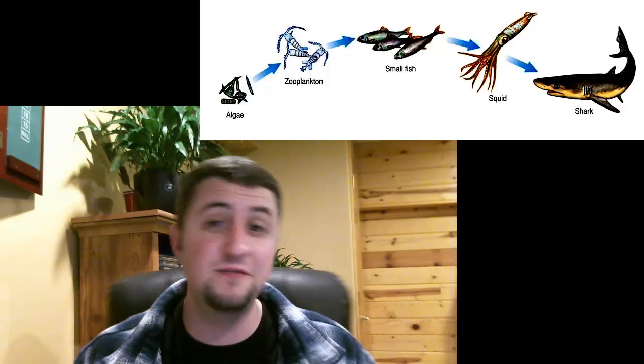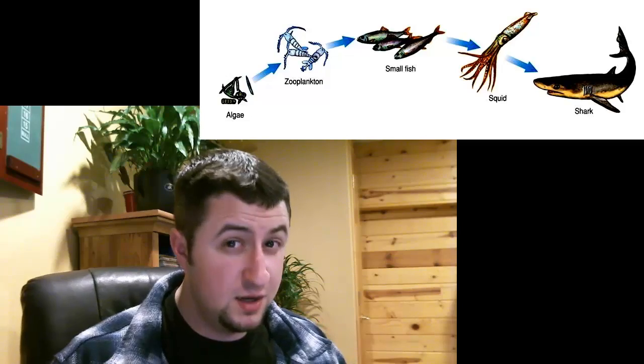And then finally, even if you wanted to include one level after that, humans are capable of eating way up here on the food chain. We can eat anything on the food chain, so we are capable of even eating the shark.